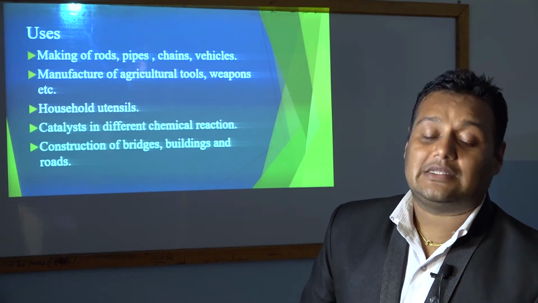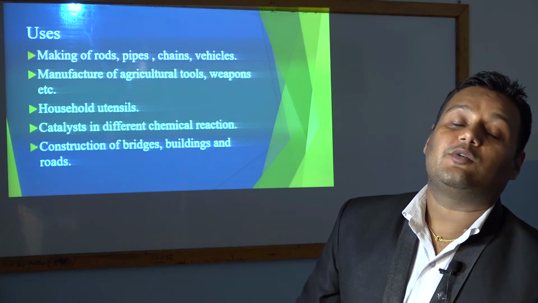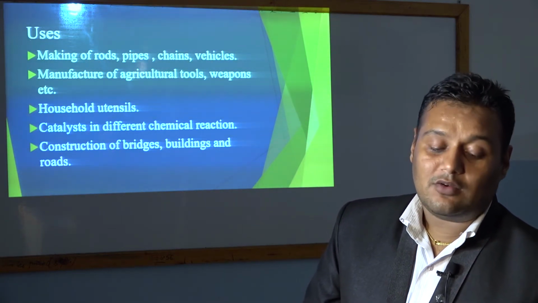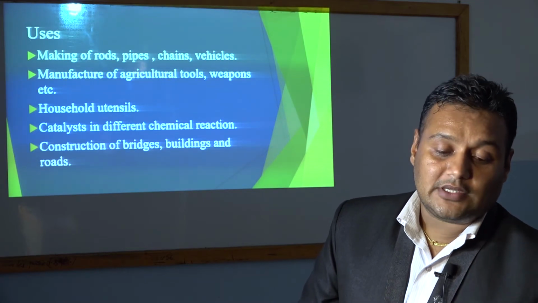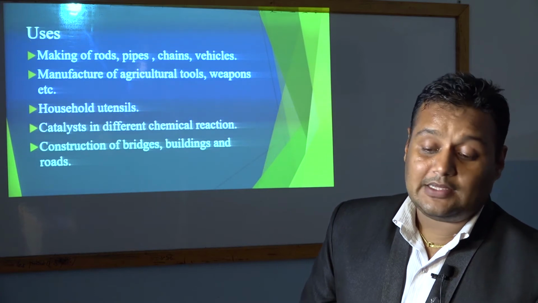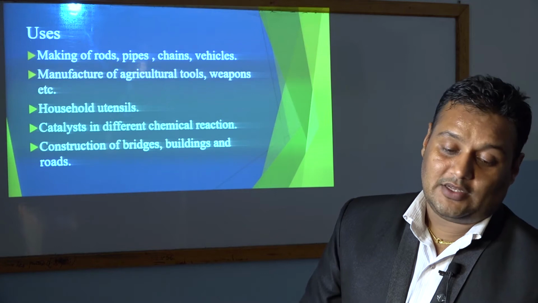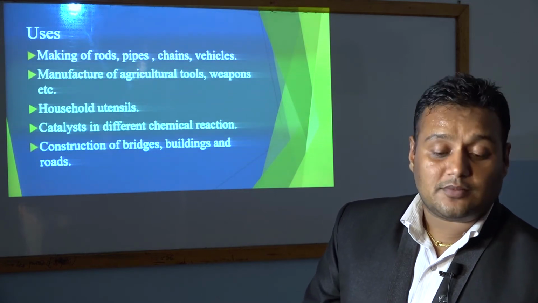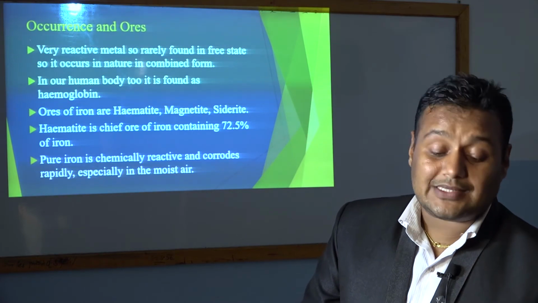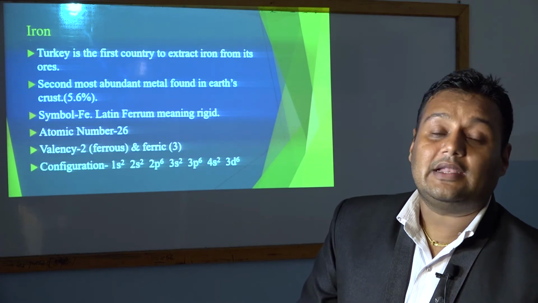It is also used as a catalyst in different chemical reactions without undergoing any change in its chemical form. Also, iron is used in the construction of different bridges, buildings and roads. So these are the things we have read in earlier classes: the use of iron, the physical properties of iron, the occurrence and ores of iron, and the position in the periodic table and its introduction.